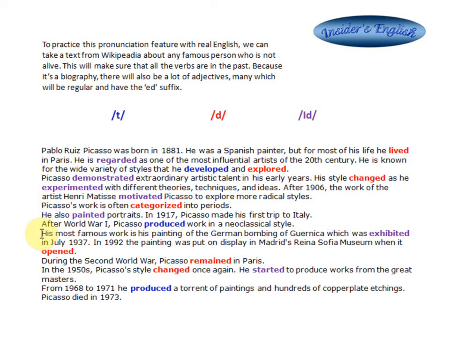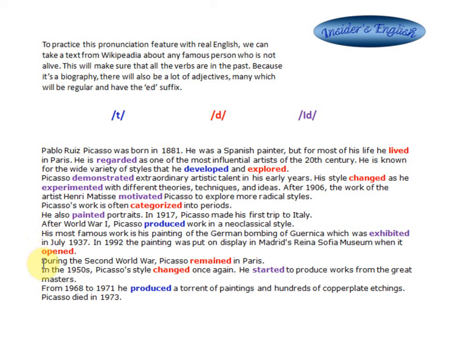Now, I will read the next paragraph. His most famous work is his painting of the German bombing of Guernica, which was exhibited in July 1937. In 1992, the painting was put on display in Madrid's Reina Sofia Museum when it opened. Pause the audio and practice.